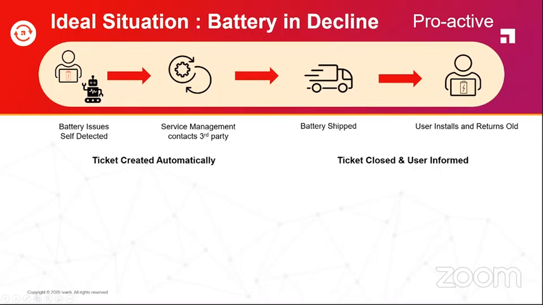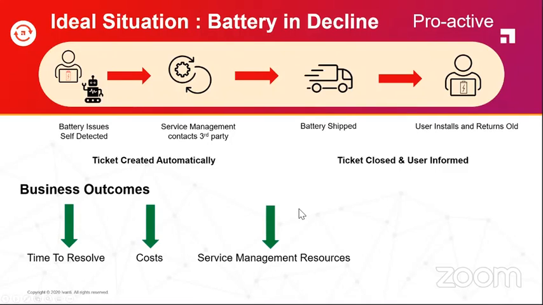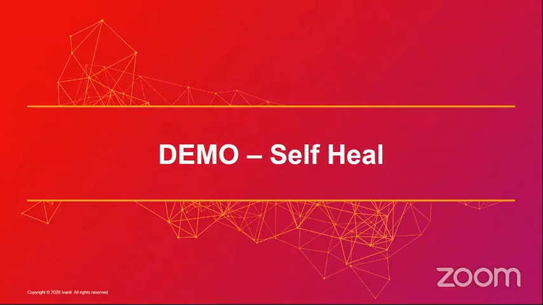Now, this massively reduced the time and resources consumed. Battery replacement costs are minimized, and again, the user experience is greatly enhanced. All of this done automatically using Neurons for self-healing. Let's see a live demo of this in action.